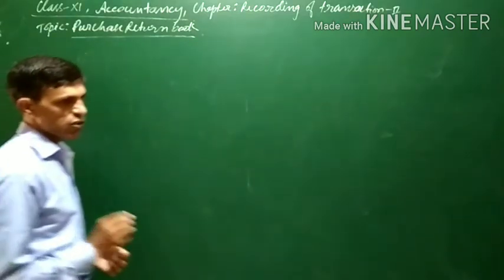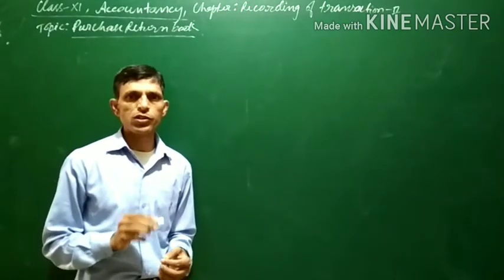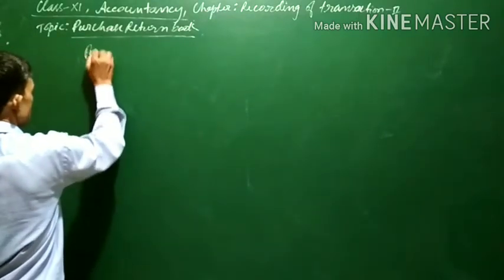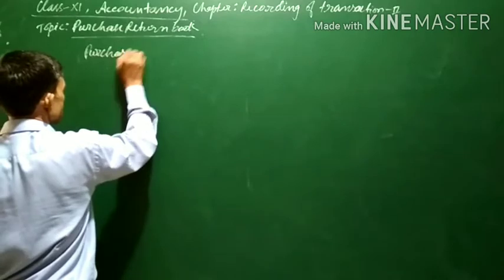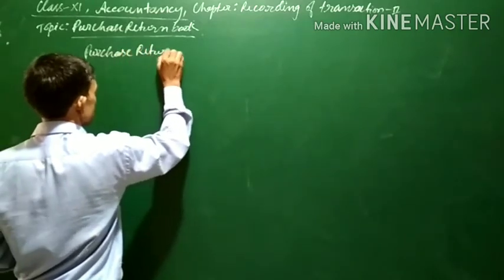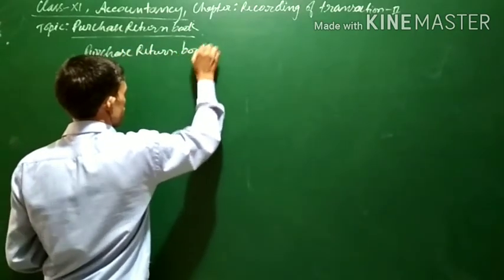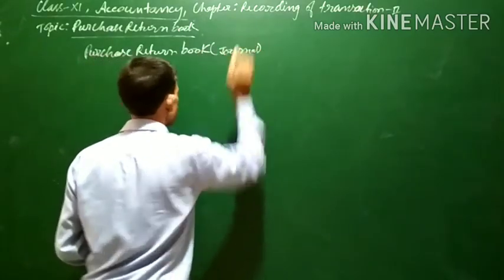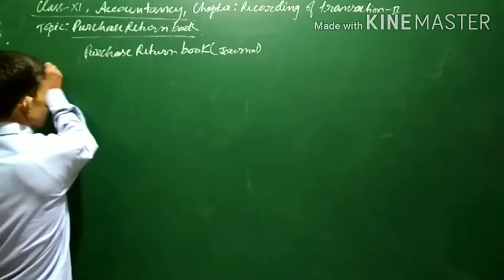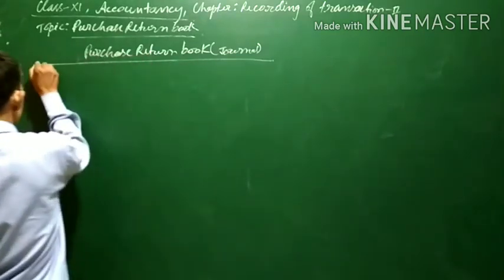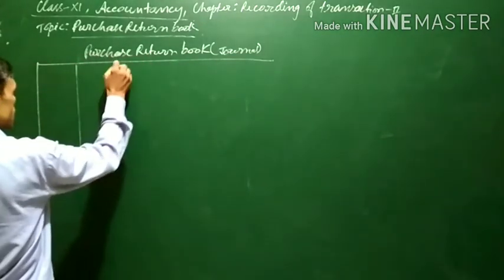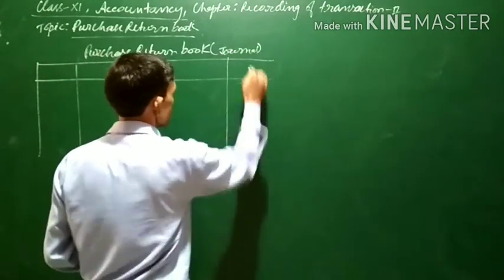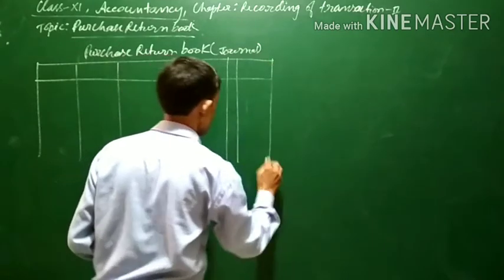Although the format of purchase book as well as the purchase return book is the same, only a bit of difference is there. Let us see. Purchase return book. The book is also known as journal, so you can write purchase return journal also, or purchase return book. Now the first column is the date column. Second, folio, and this is the amount.